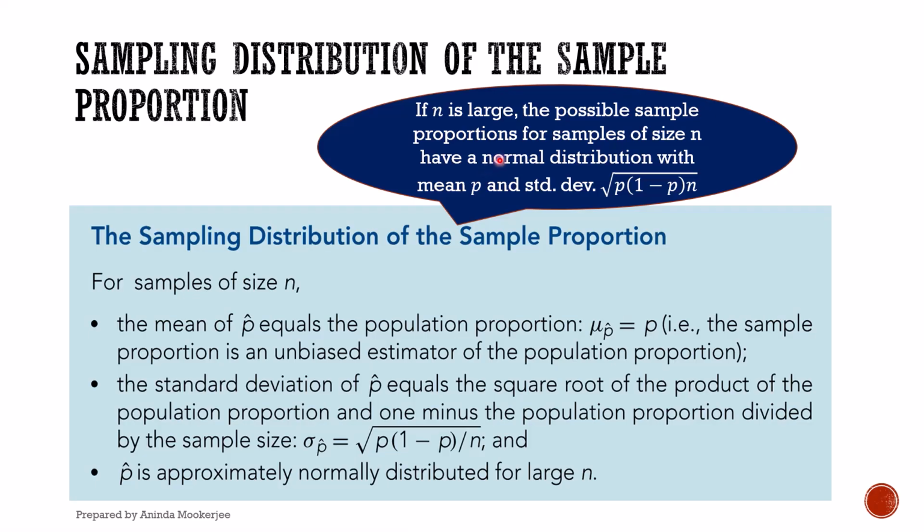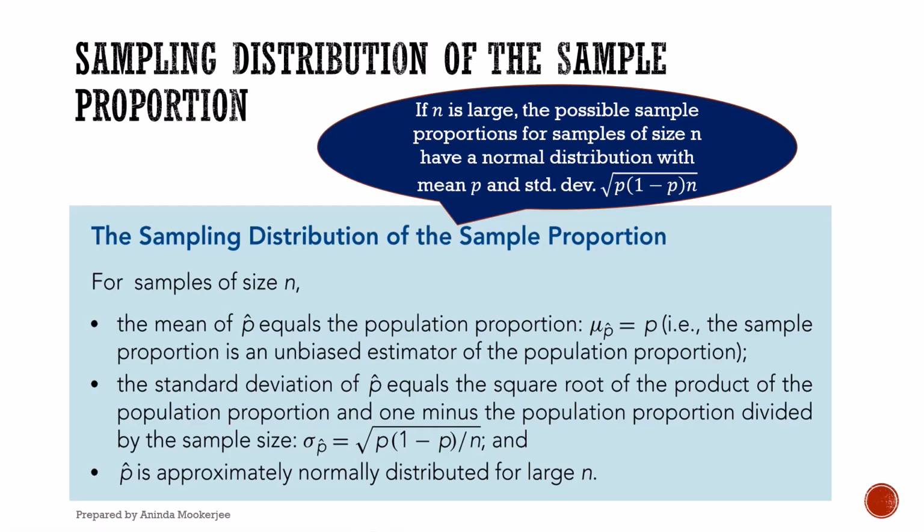So if n is large, the possible sample proportions for samples of size n have a normal distribution with mean of p and standard deviation given by this formula, square root over p times 1 minus p divided by n. So there should be a division sign which is missing. Let me see if I can write it down here. It should be between 1 minus p and n. There should be a division sign.